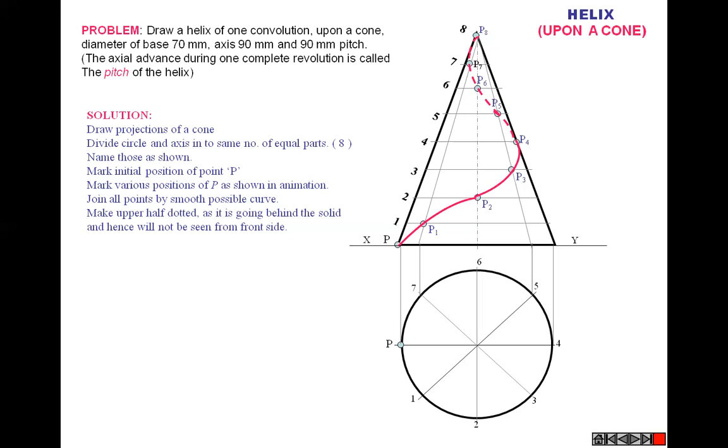In this case you can see here there is P1, P2, P3, P4, P5, P6. In that, P4 to P8 is at the back side of the cone, so show that by dotted lines. Dotted lines are invisible lines. That means the backside portion is invisible to the observer. That's why we have to show it by the dotted line.